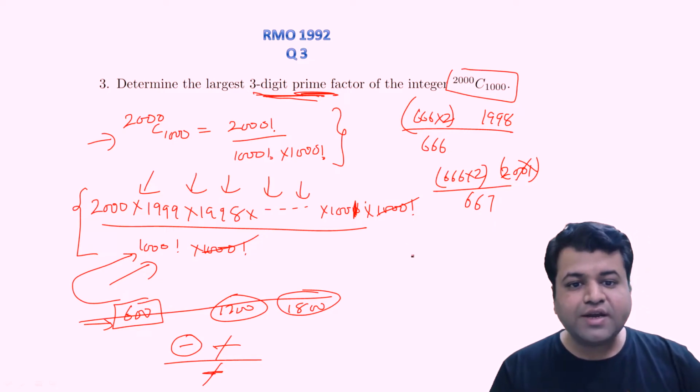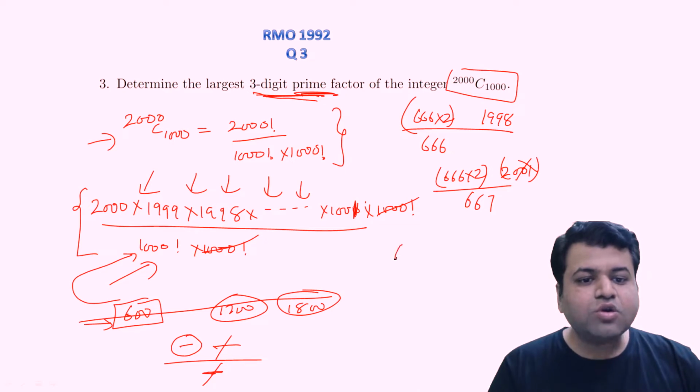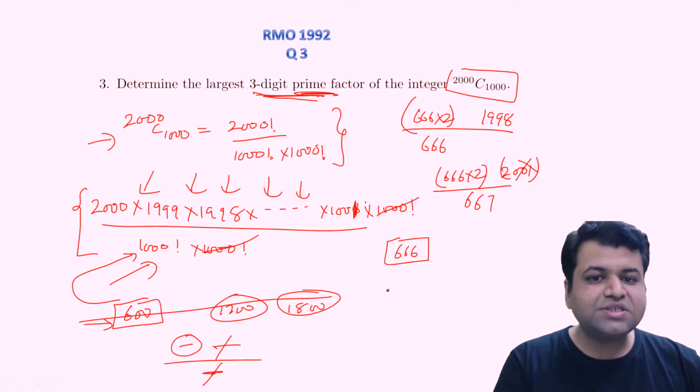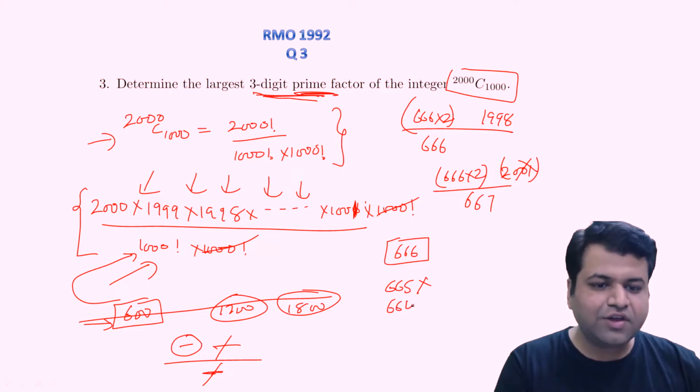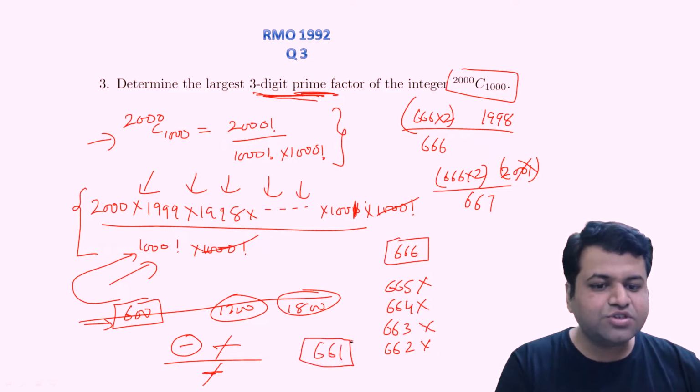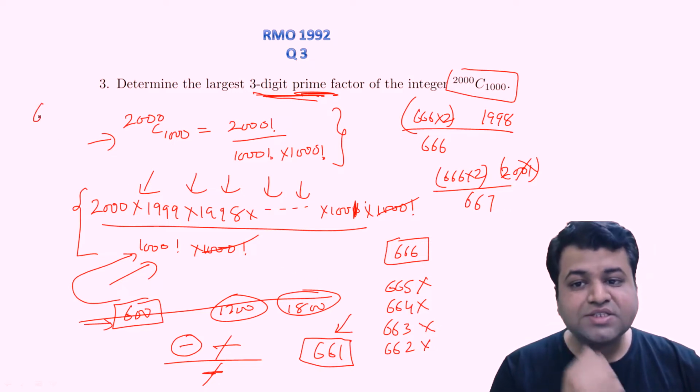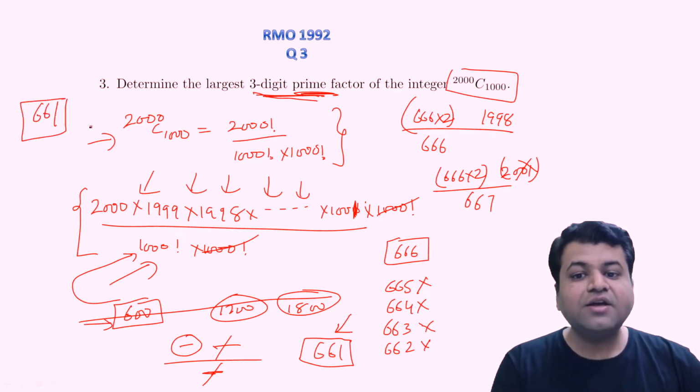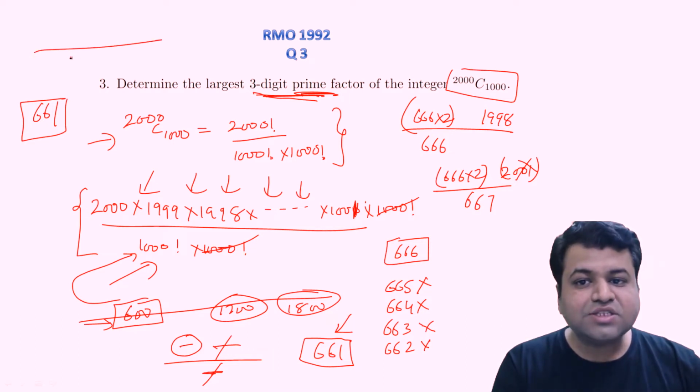What we need to find here is a prime number which is closest to 666 and less than 666, right? 666 is not a prime number. 665 will not be a prime number, 664 again will not be a prime number. 663 is divisible by 3, so it will not be a prime number. 662 is an even number and it will not be a prime number. 661, if you check, will come out to be a prime number. So our answer to this question is 661. Why? Because in 1000 factorial, 661 will appear only once in the denominator, right?